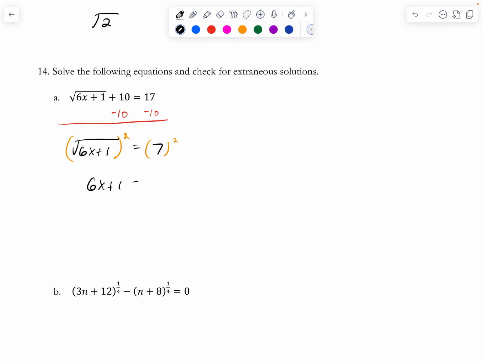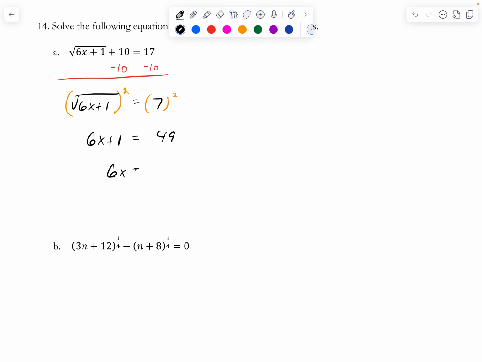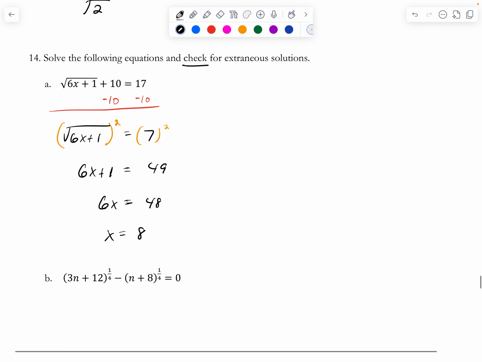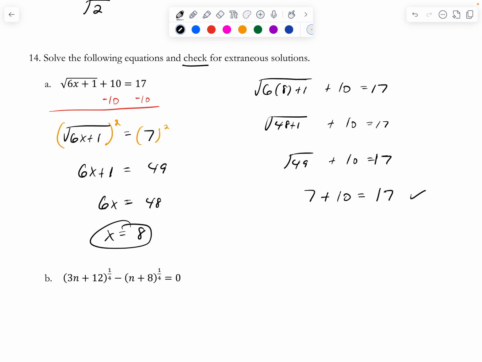So 6x plus 1 equals 49. Move the 1 over with subtraction. You get 48, so x equals 8. Don't forget to check all of your solutions to make sure you don't have anything that's extraneous. So 6 times 8 plus 1, plus 10 is equal to 17. Let's see. That's 48 plus 1, which is 49. Square root of 49 is 7, plus 10 equals 17. All right, so x equals 8 works.